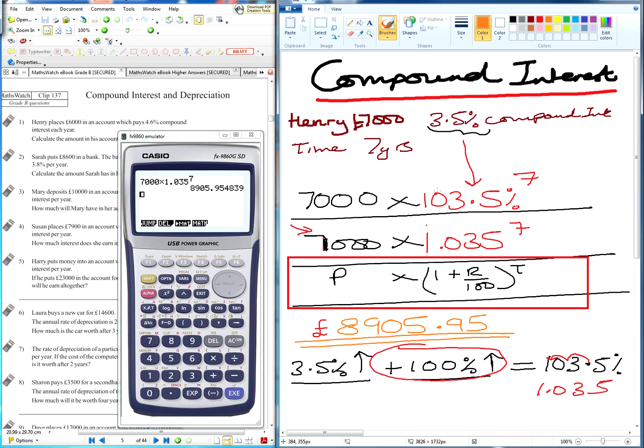Because I've done it in a manual way, then I'll show you the formula. So apologies for introducing the formula at the end. We will actually use it in the next question. Have you all got that one first of all?